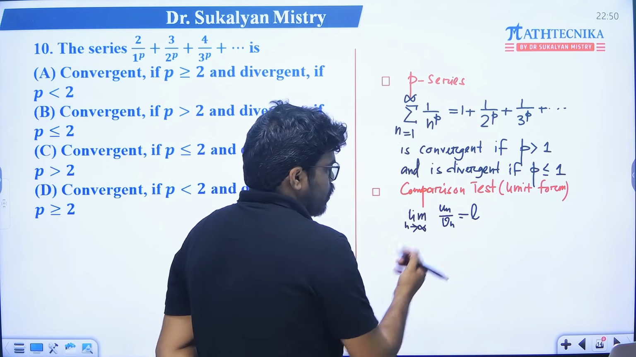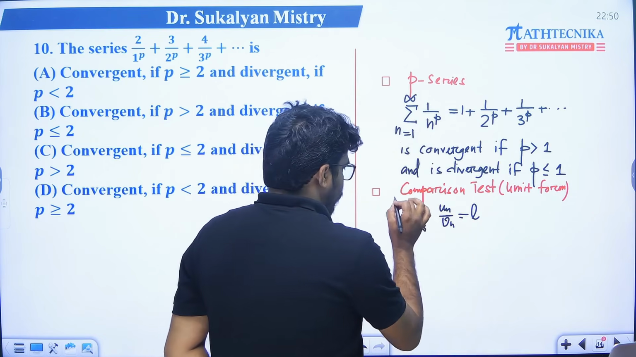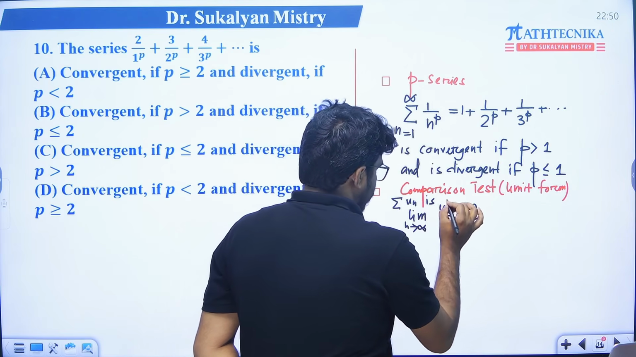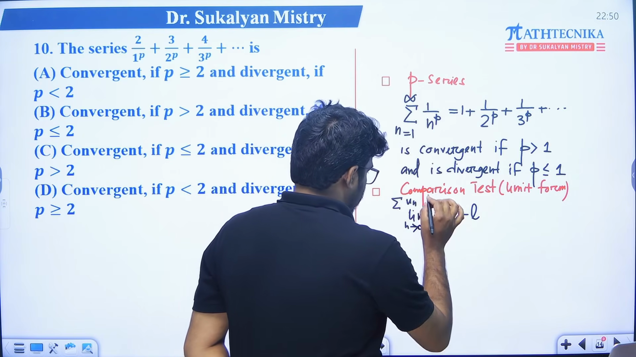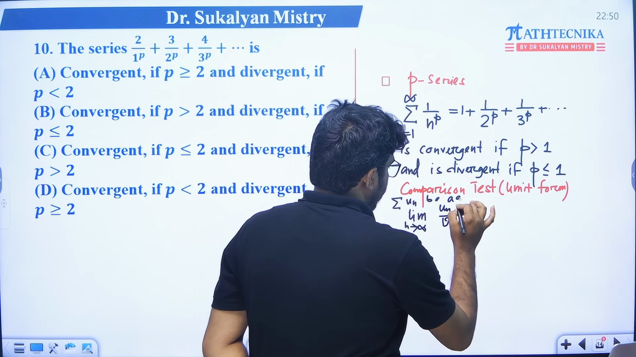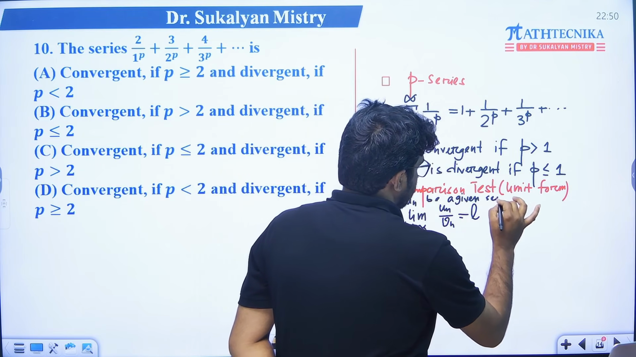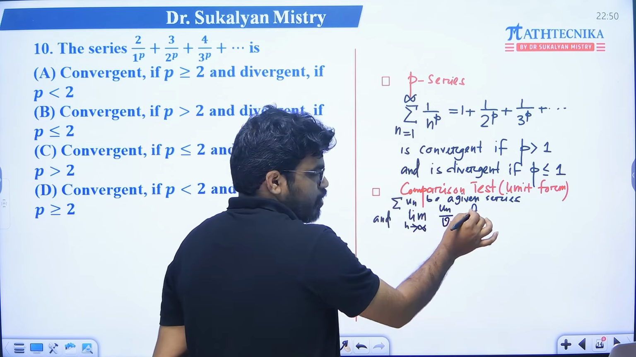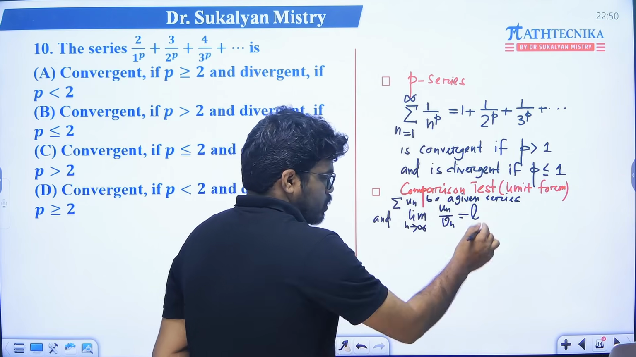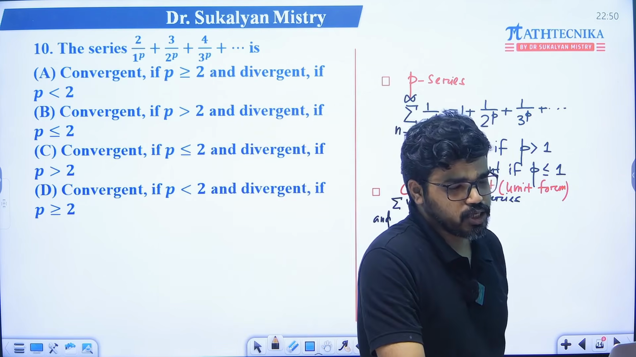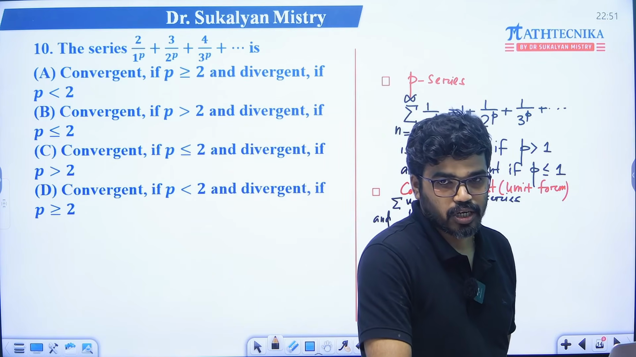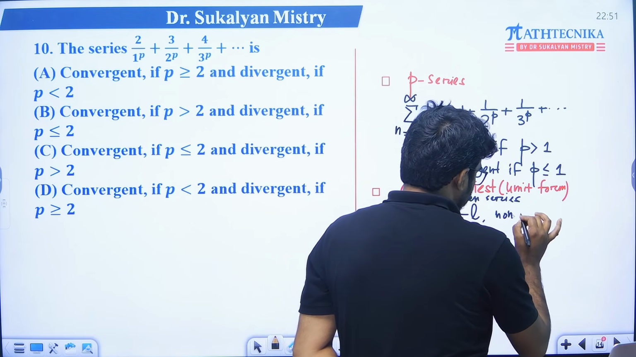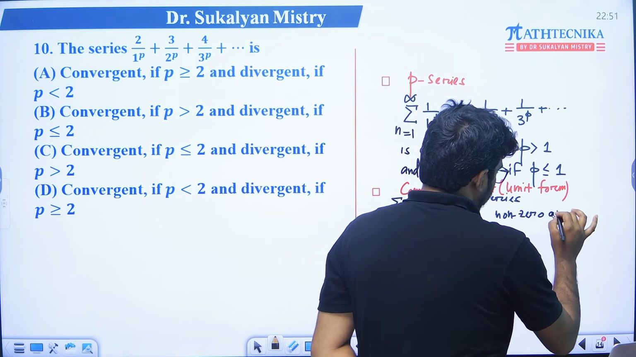if summation vn is convergent, basically suppose summation un is the given series, and limit n tending to infinity un by vn is equal to L. So this must be a non-zero real number. Okay, this is a non-zero finite number. It must be non-zero and finite.